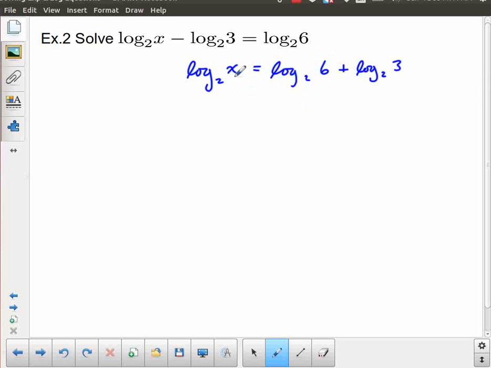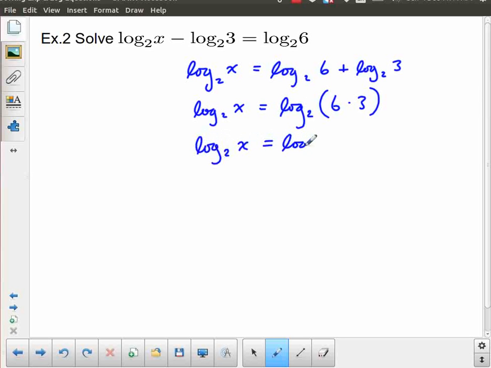Just a warning here, most people recognize you're trying to use laws of logarithms, but some people are going to look at this and say, well, doesn't that mean that x is equal to 6 plus 3 because I've got addition? But that's not the case. We have a specific law of logarithms to help us deal with this, where we have the sum of two logarithms. That is actually the same as the product of the arguments or the inputs to those logarithms. So that's going to be log base 2 of 6 times 3. So then we end up with log base 2 of x is equal to log base 2 of 18.